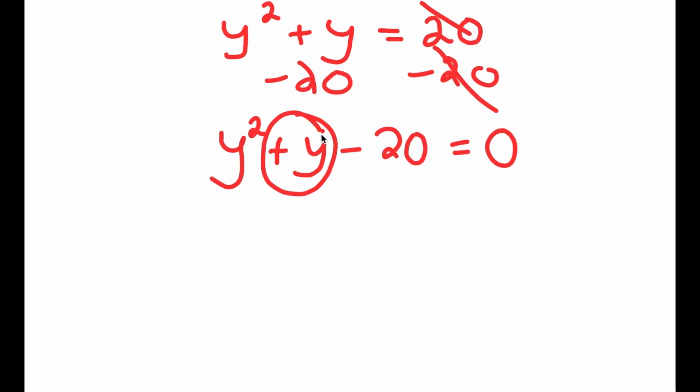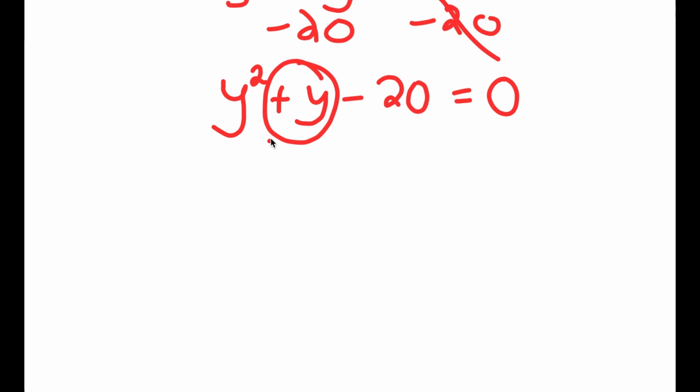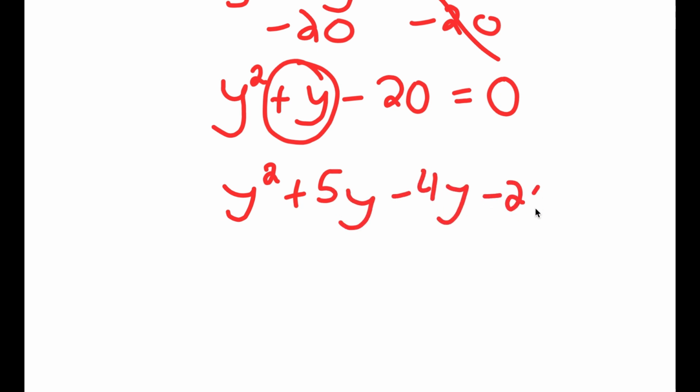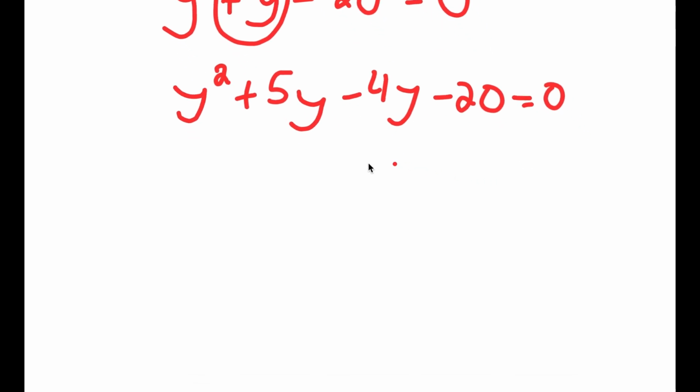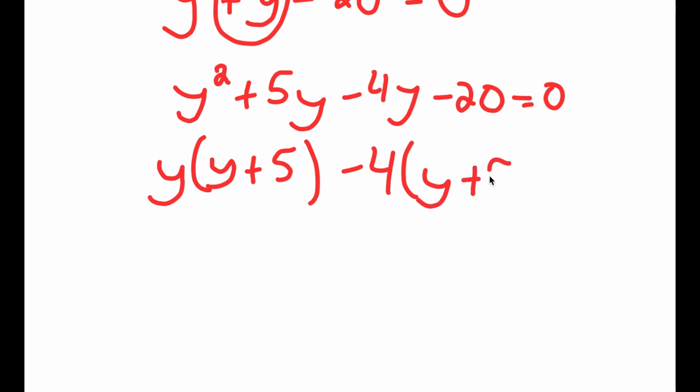Now, y over here, I can rewrite this as 5y minus 4y. And now, the reason I did this is because I can factor by grouping. So for y squared plus 5y, I'm going to factor out y. So now I have y times y plus 5. And from negative 4y minus 20, I'm going to factor out negative 4. So I have negative 4 times y plus 5.